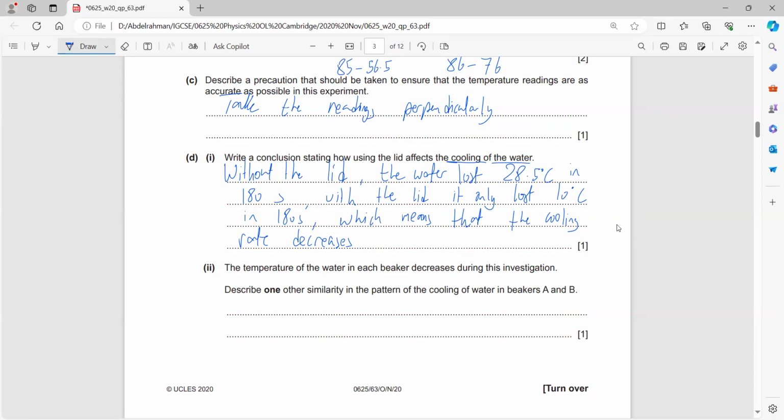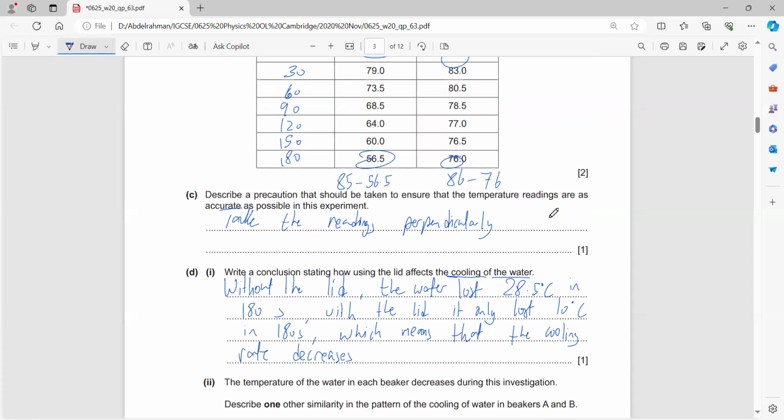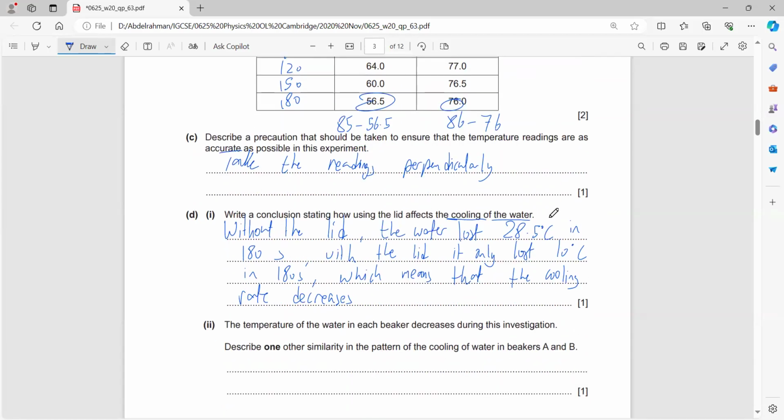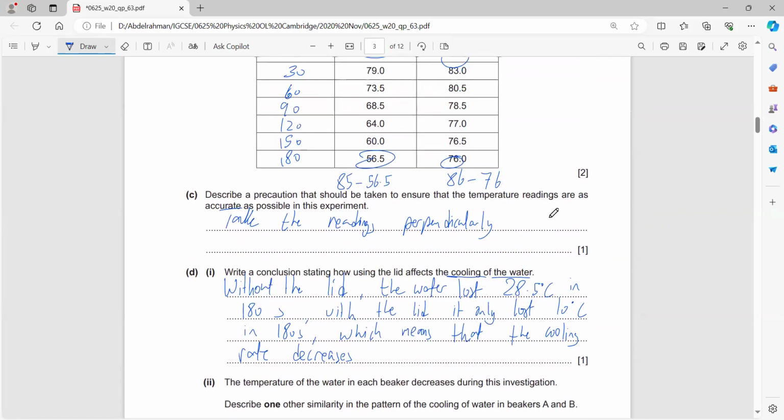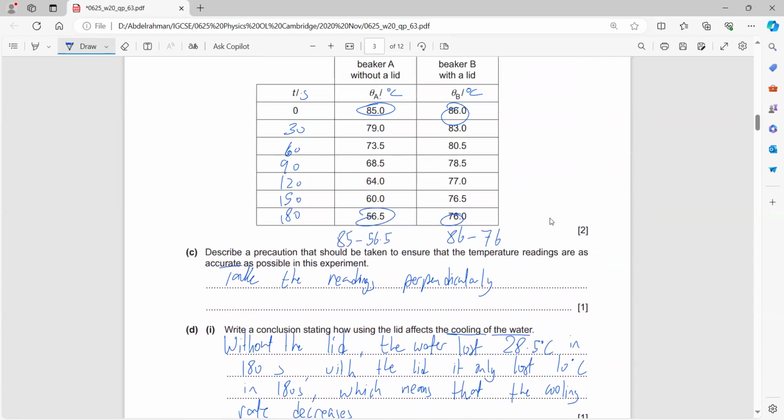The temperature of the water in each beaker decreases during this investigation. Describe one other similarity in the pattern of cooling of the water in beakers A and B. Both have a larger cooling rate at the beginning of the experiment.